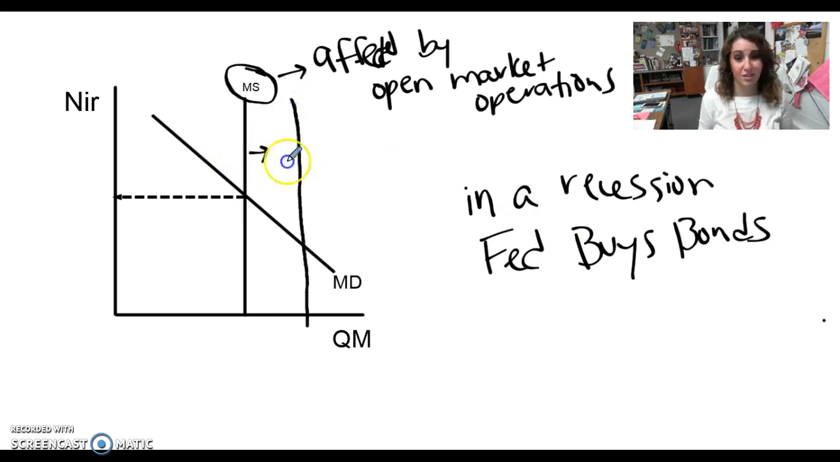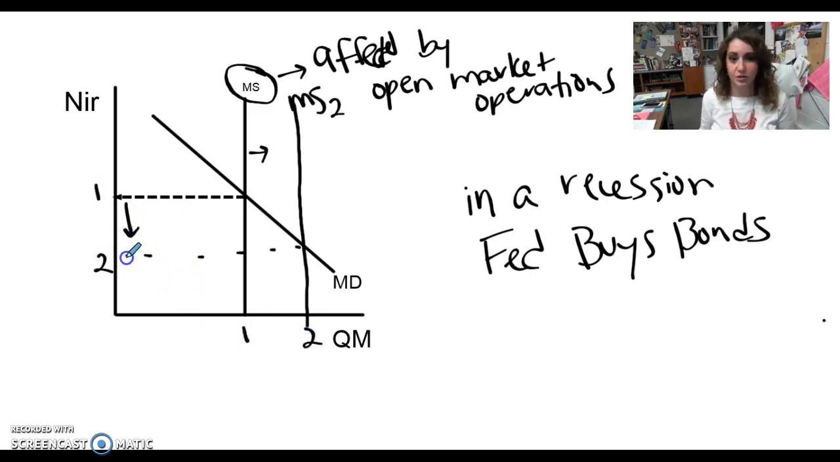Okay, make sure that's a straight line. Money supply 2. Well, what is the effect of that? Well, now we have a new equilibrium, and that drives down interest rates from 1 to 2. From 1 here to 2 here. So interest rates are going to go down because they increase money supply.